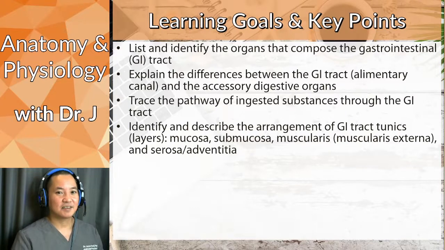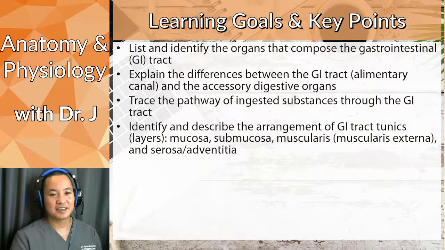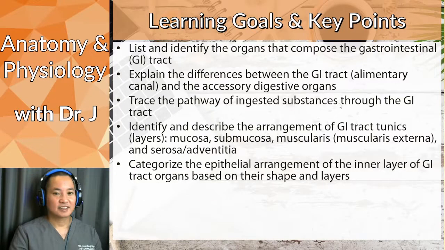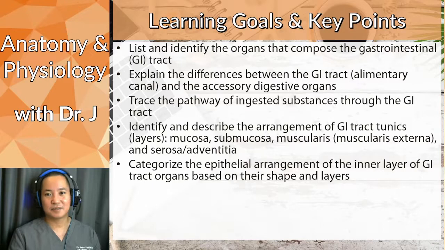As for serosa and adventitia, maybe more advanced A&P classes will be more sticklers on that, but you should definitely know it's the outermost layer. Then categorize the epithelial arrangement of the GI tract. So what is the inner lining like? Luckily, even though it changes from organ to organ, it falls into one category or the other: stratified or simple columnar.